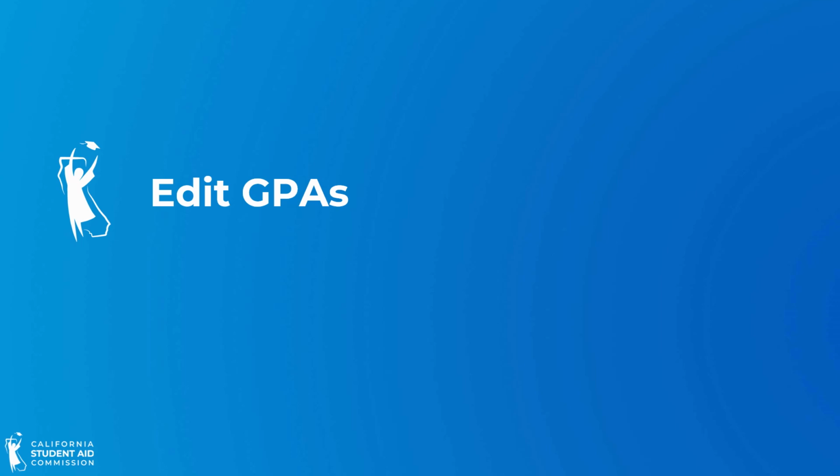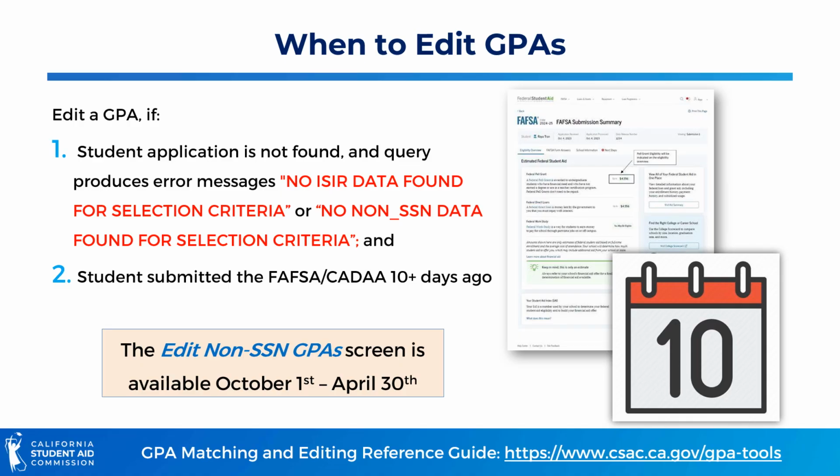Now that you have seen how to match GPAs to a financial aid application, let's see how editing GPAs can assist the matching process. So to start, schools should attempt to edit a GPA if the following criteria are met. First, if the student application is not found and the query produces an error message like what you see on the screen, and if your student confirms that the FAFSA or CADAA was submitted at least 10 days ago. If the application was submitted recently, it may not be in WebGrants yet. In this case, you may need to wait a few more days before the application appears on our system.